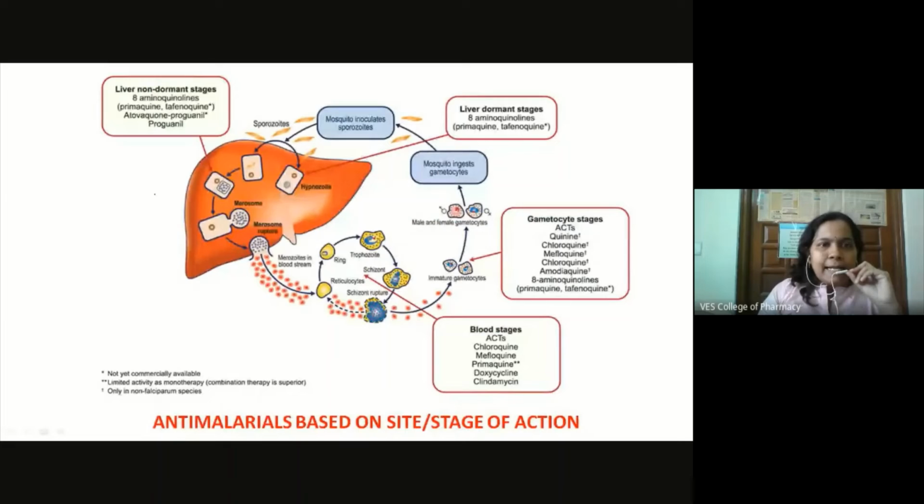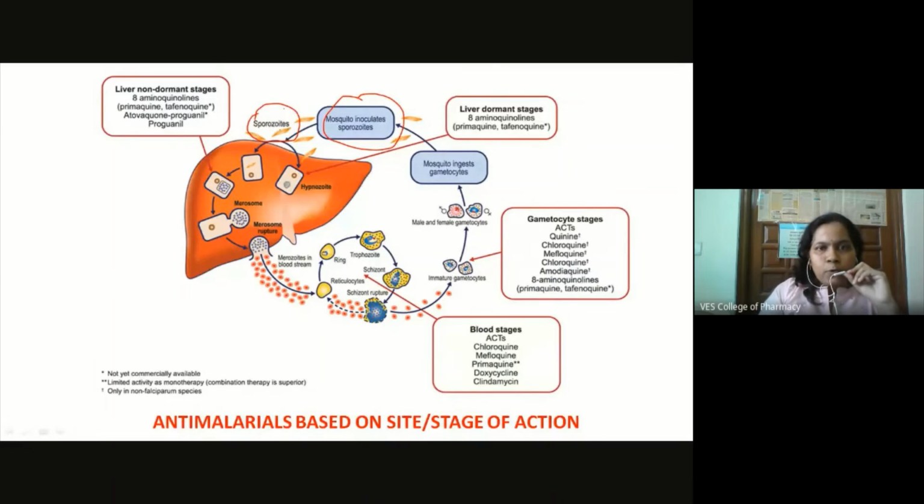So coming to the sites where these drugs act, now that we know these are the different classes of drugs that we are going to focus on, we should also know which site they are going to act on. When we are talking about the sporozoites, the mosquito basically injects the sporozoites into the humans, and then the sporozoites go and attack the liver cells, that is the hepatocytes, and there are various conversions there.